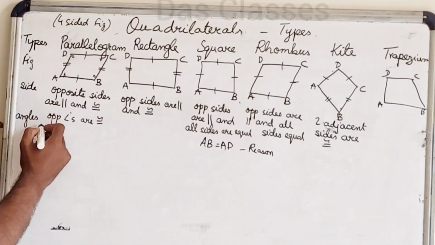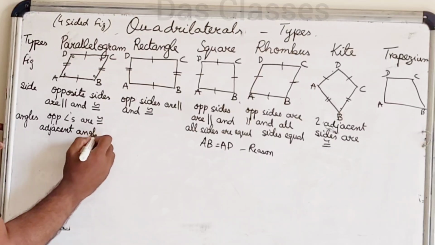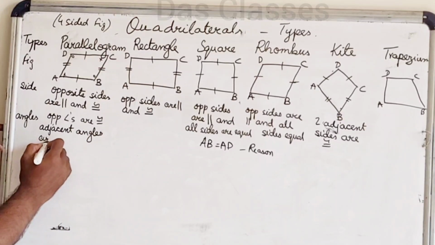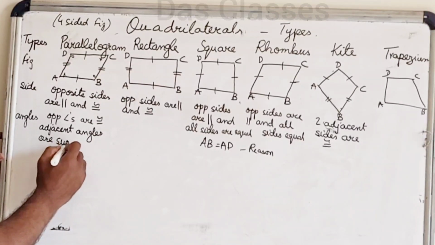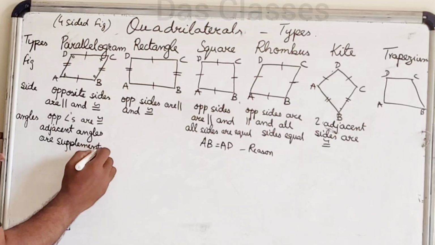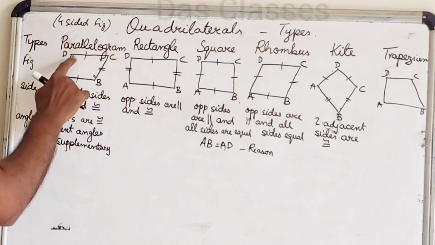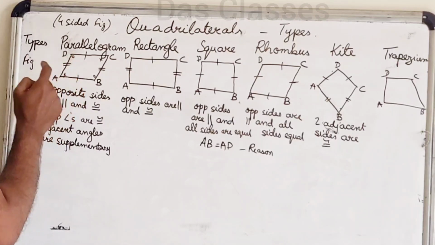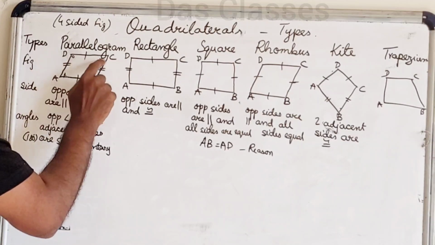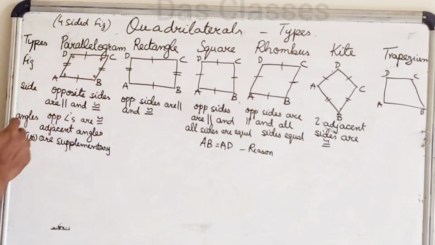And adjacent angles are supplementary. Or in simple language, supplementary means 180 degrees. Their total is 180. So if this is 120 degrees, angle A should be 60 degrees because after adding you should get 180. Adjacent means the side ones. This plus this should be 180. So if this is 120, this should be 60.